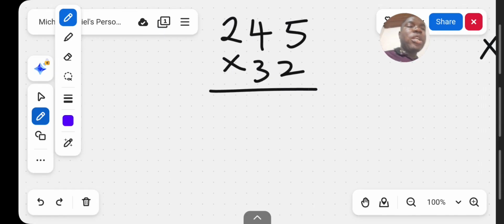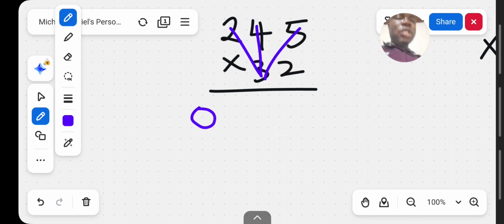Okay, so we're doing 3 digit by 2 digits. Now remember, now it's 2 digits. We always start with a zero. So we're going to start with 3. We're going to use 3 to multiply 2. We use 3 to multiply 4 and then use 3 to multiply 5. So remember, that is the way it goes.